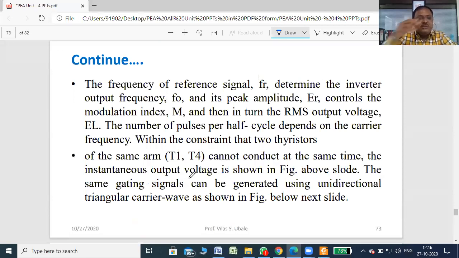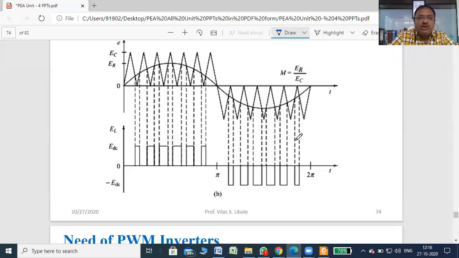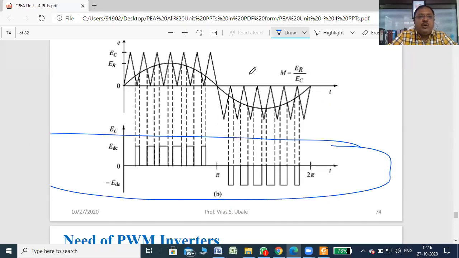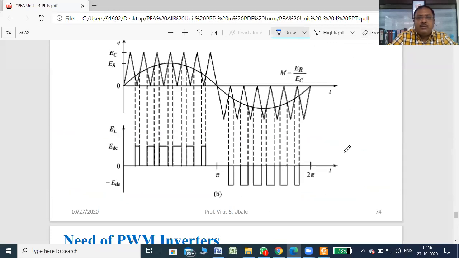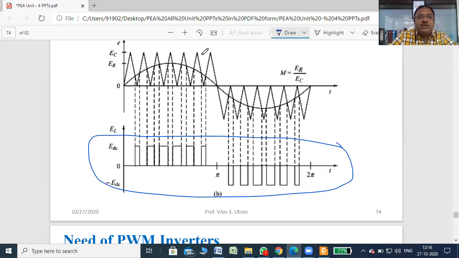Now check here. This is actually the output voltage of an inverter, right? You are converting here. This is the output of an inverter. Here it's a reference signal and these are the carrier signals. So you can check here, whenever this particular sine wave crosses the triangular waveform, a particular pulse is generated. This is again another pulse because here it crosses. This is another pulse and so on.